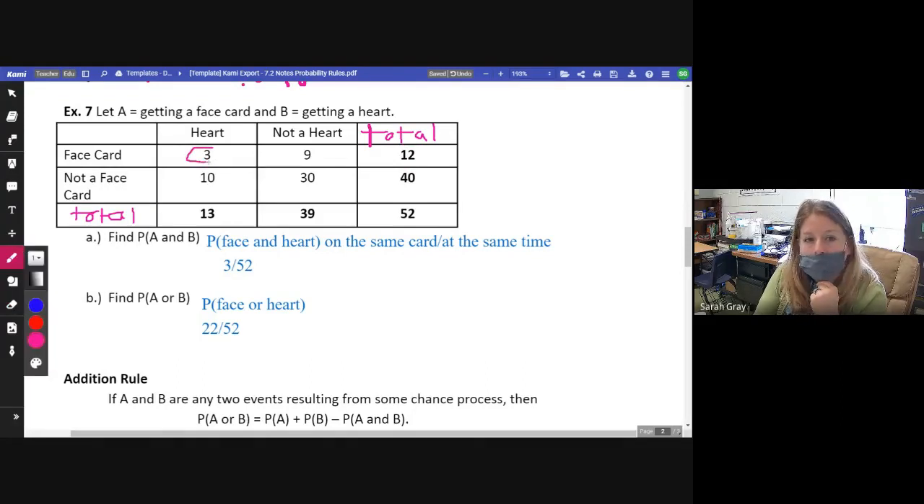Another way to look at it is to not use the totals and just add up the hearts and the face cards, and then you see, oh, I've got a 10 plus a 3 plus a 9.